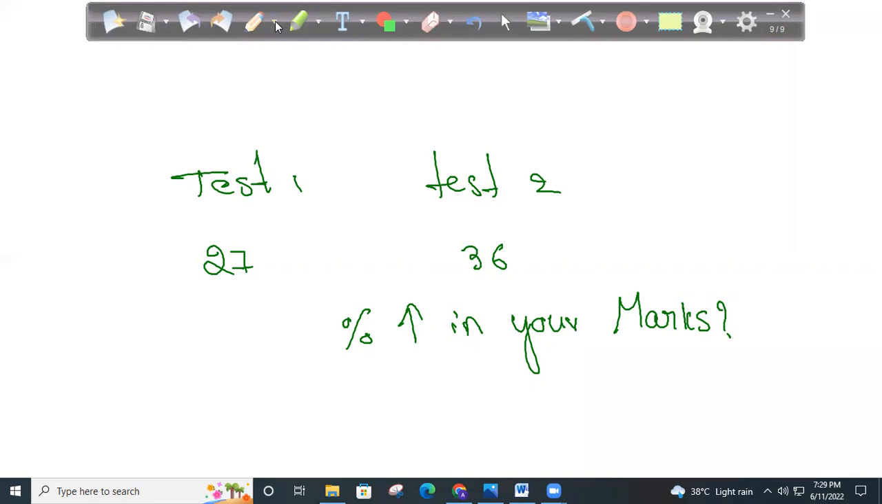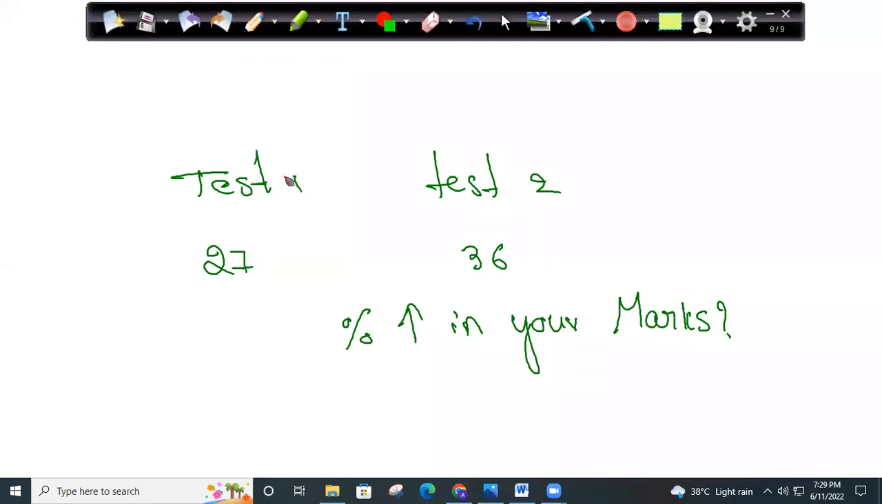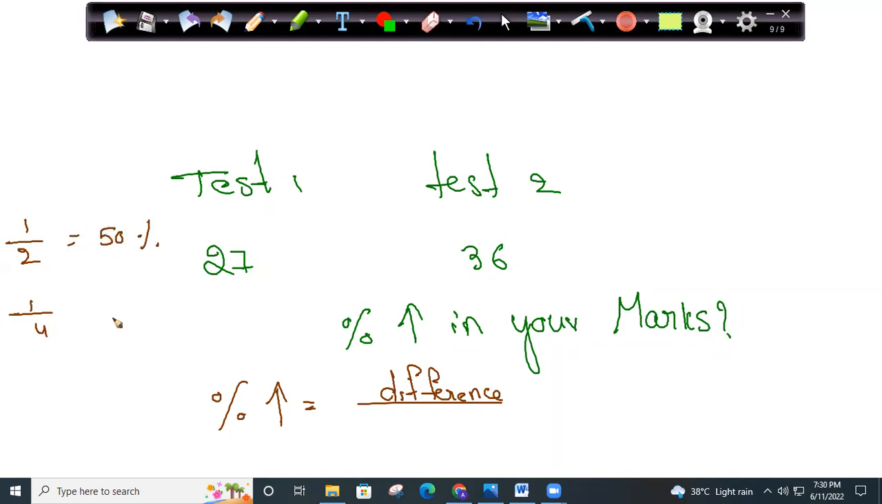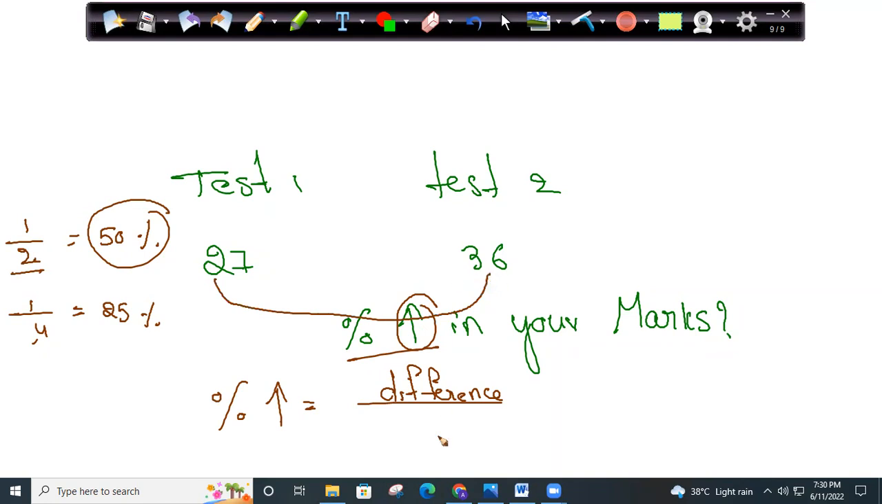So I find percentage increase like this. Percentage increase is difference. Difference means subtraction, highest number minus lowest, upon... see here, 1 by 2, 1 by 4. What is 1 by 2 in percentage? 50%. What is 1 by 4 in percentage? 25%. I want increase, which means more. Remember it like that. I want more means the denominator should be less. So identify the lesser number of these two, which is 27.